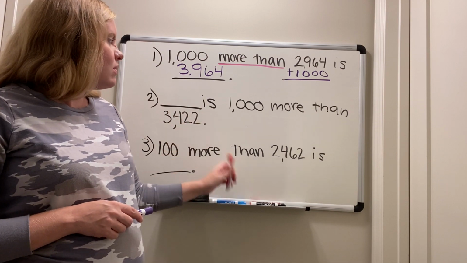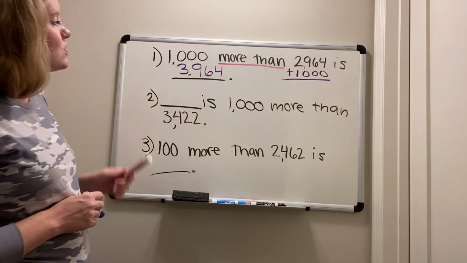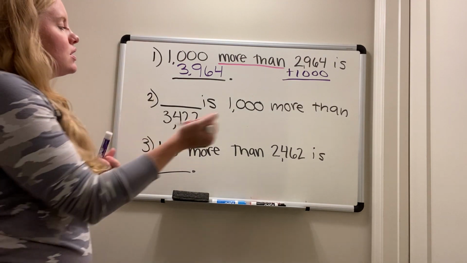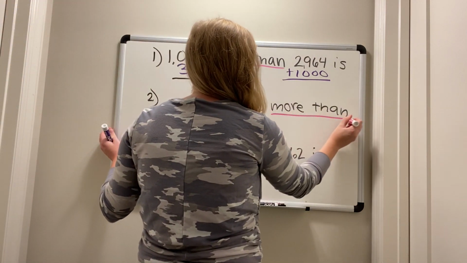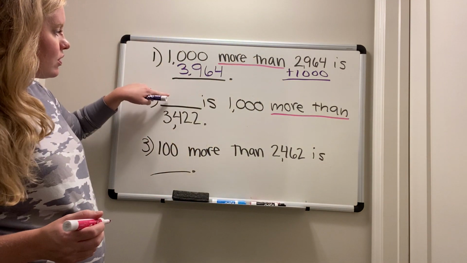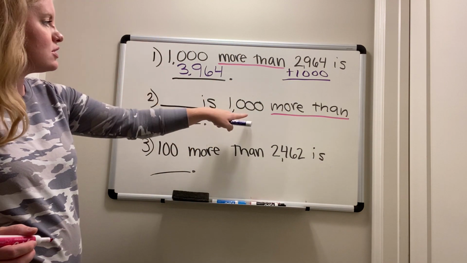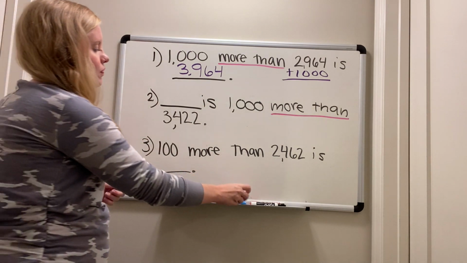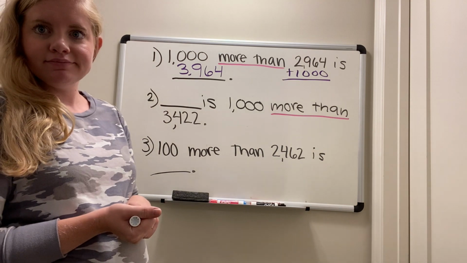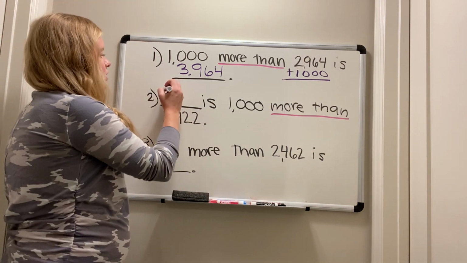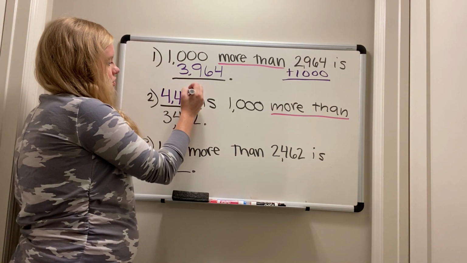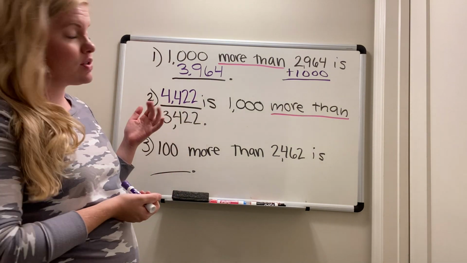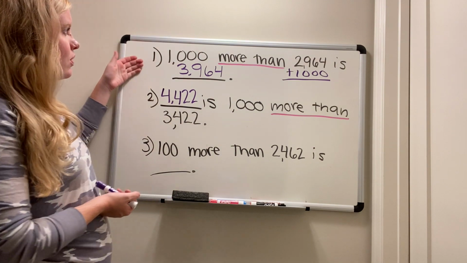Okay, now the homework's trying to trick you here on the next one, right? Maybe not. Maybe it's just the same. Okay, blank is 1,000 more than 3,422. Let's underline the more than. So we're looking for the number that comes first. What is 1,000 more than 3,422? That's right, 4,422.